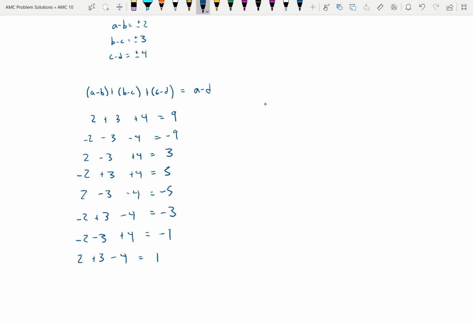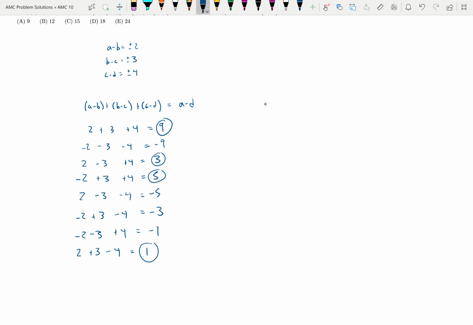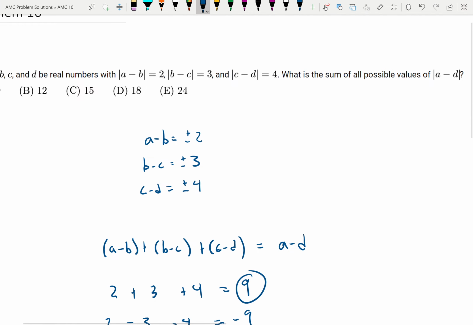If A minus D were equal to 9 or negative 9, since the absolute value of 9 is equal to 9 and the absolute value of negative 9 is equal to 9, the sum of the values of the absolute value of A minus D is just going to be the positive numbers here. So 3, 5, and 1. So the sum of all of those numbers, 1 plus 3 plus 5 plus 9, is equal to 18. So therefore, the answer is choice D.